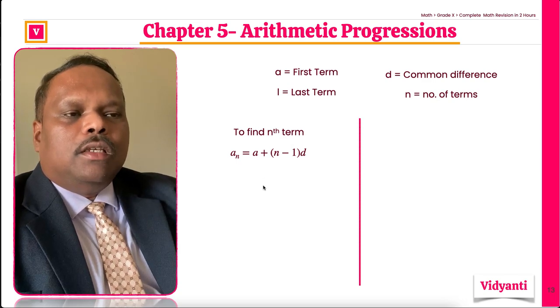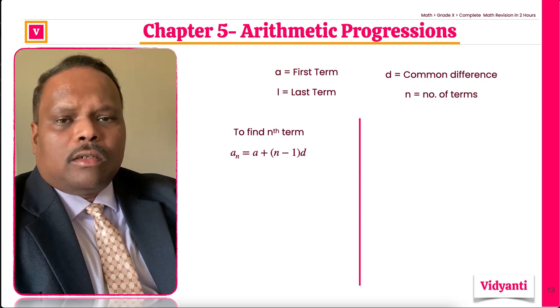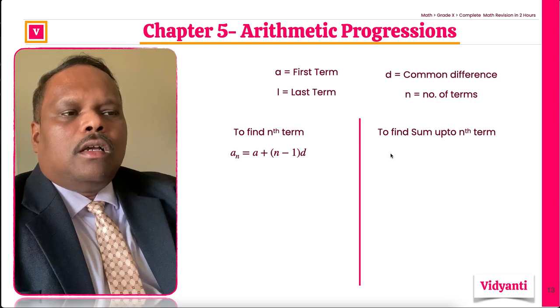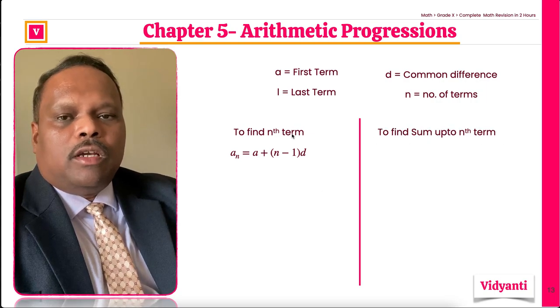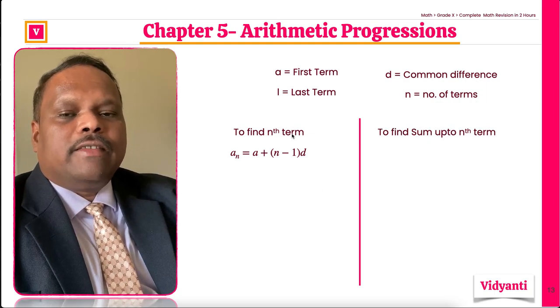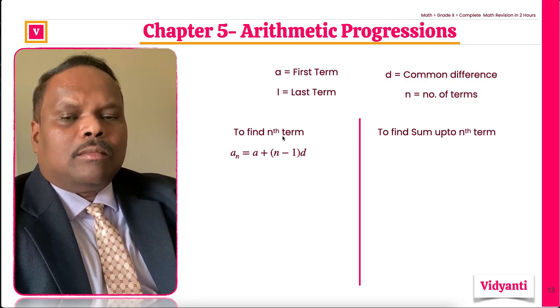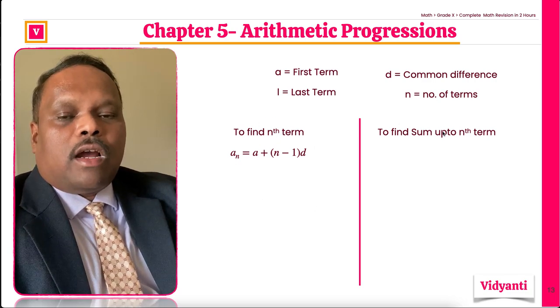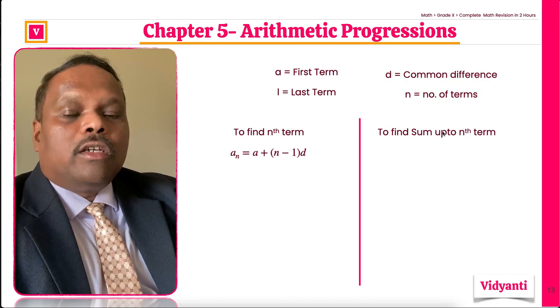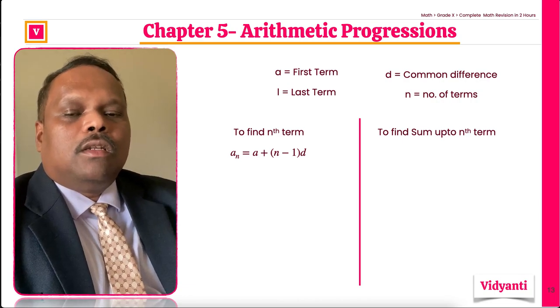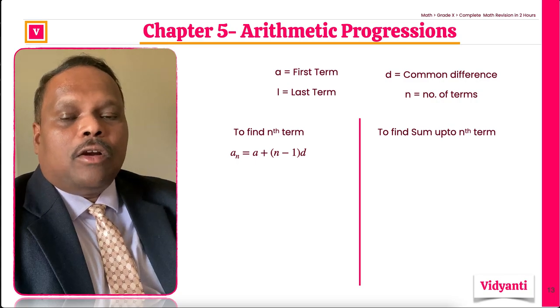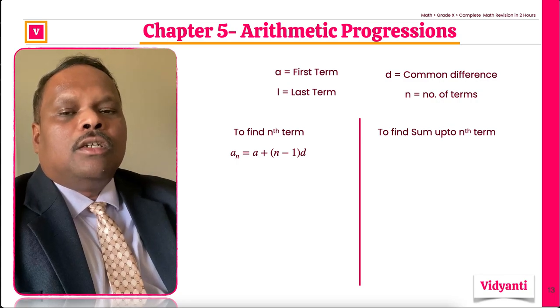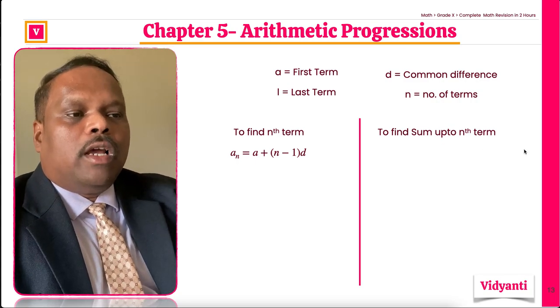Another type of formula is to find the sum up to the nth term. Here you have to be very careful about what is exactly asked in the question. If they ask you only one term, the term which is at the nth spot, then you will have to deal with the previous formula. But if they are asking the total of all the terms up to the nth term, then you are gathering all the terms up to that location, so we have to consider this formula.